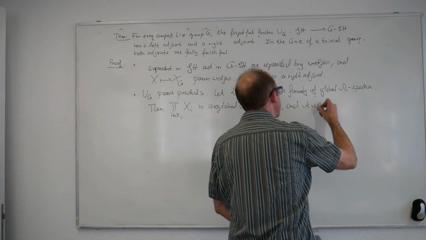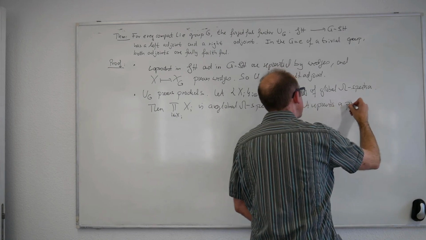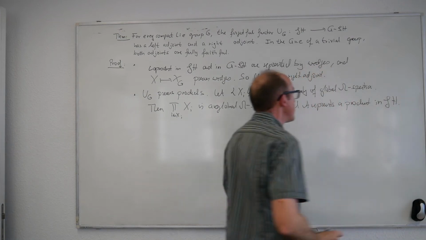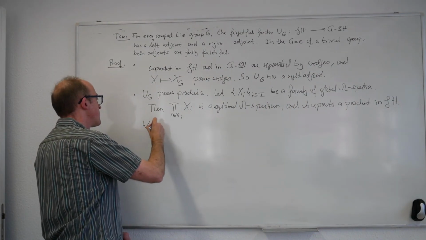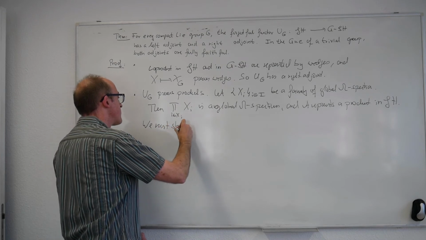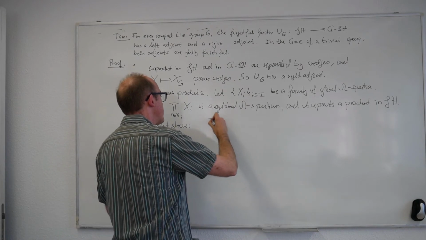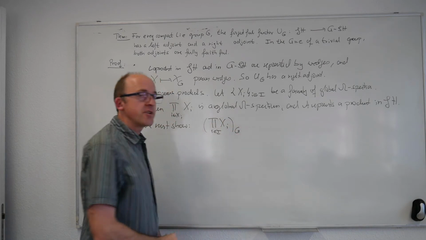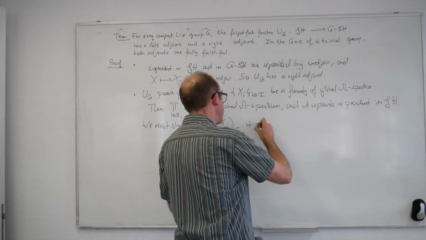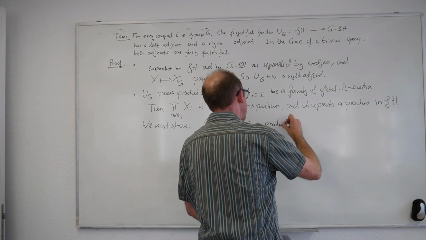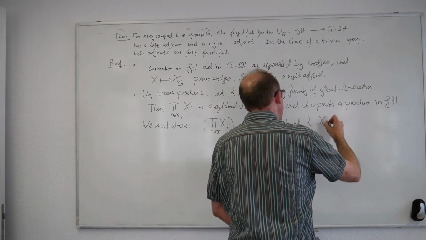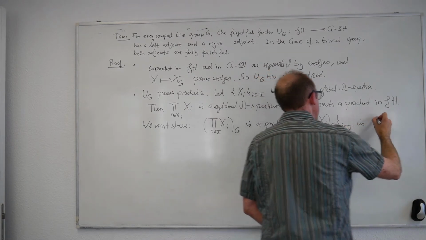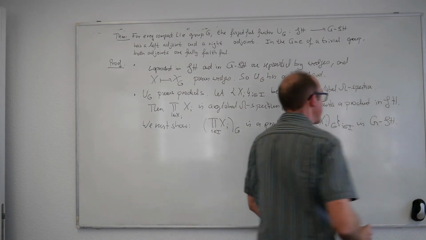And it represents the product in the global homotopy category. So we must show that if I take the product of these global omega spectra and endow this with a trivial G action, and this is a product of the family that I get by taking the individual spectra and endowing them with a trivial G action, this must be a product in the G-equivariant stable homotopy category.